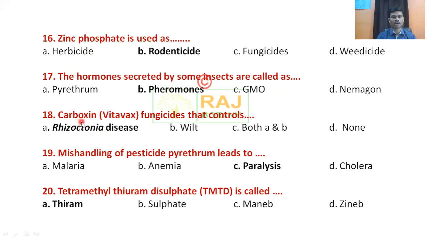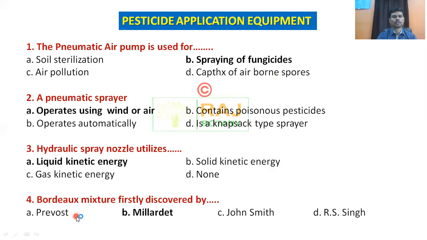Next one, carboxin or Vitavax fungicide controls the Rhizoctonia disease. Next MCQ, mishandling of the pesticide pyrethrum leads to paralysis. Paralysis is caused due to the mishandling of the pesticide pyrethrum. Next MCQ, tetramethylthiuram disulfide, that is TMTD, is called Thiram. A MCQ option is correct.